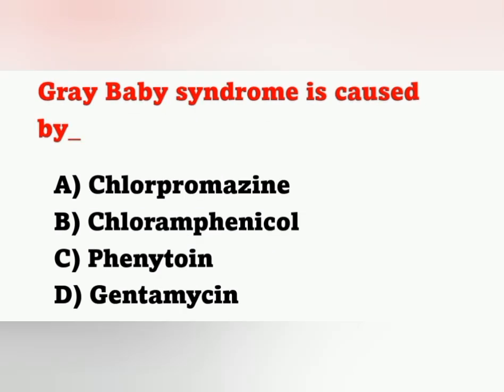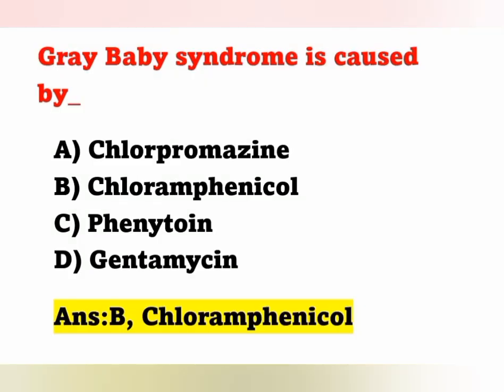And the next question, grey baby syndrome is caused by, options. Option A chlorpromazine, option B chloramphenicol, option C phenytoin, option D gentamicin. Which among the following drugs causes grey baby syndrome? And the correct answer is chloramphenicol. Option B is the correct answer.